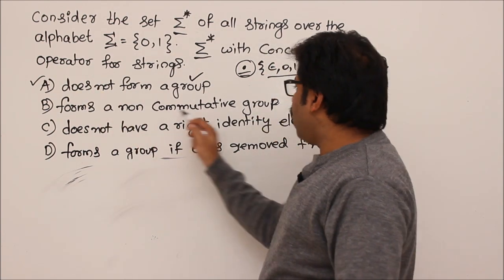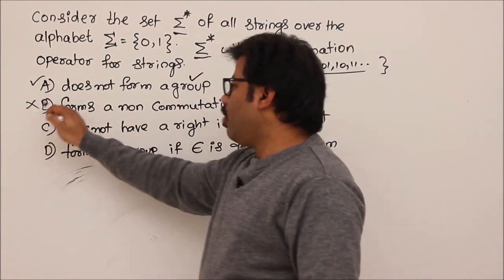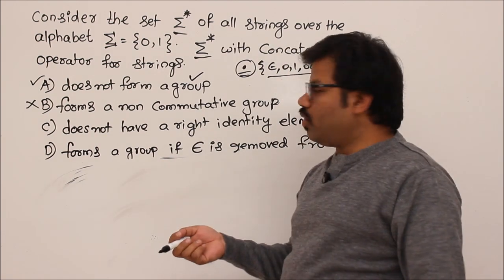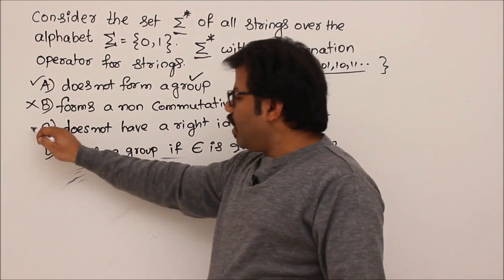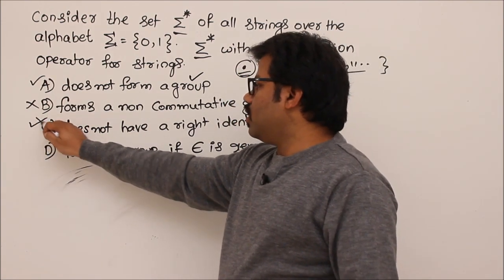Forms a non-commutative group, wrong. It won't form a group. Then how can it form a non-commutative group? Now, doesn't have a right identity element. It has a right identity element and a left identity element. So that's why option C is wrong.